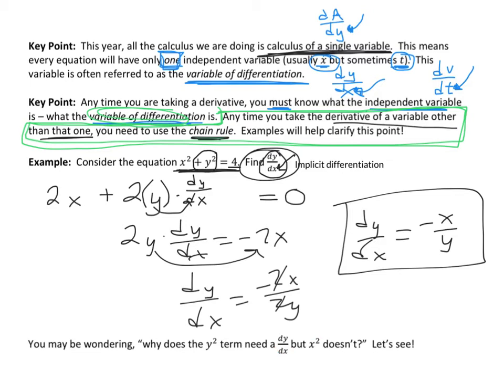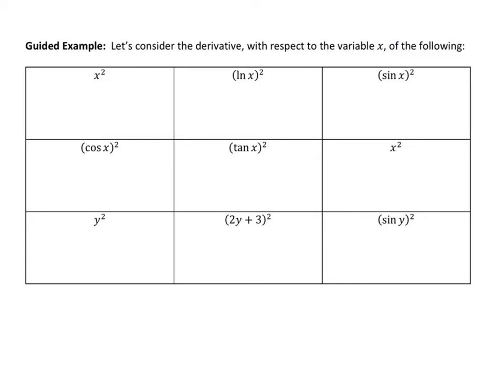Okay? And I've got a way to explain that to you. I've got a way that I've explained it before, and it tends to help it make sense to people. So let's see. All right, so I kind of want to go through this guided example. This is like a 9-part example. And I just want us to think about what the derivative is, the derivative with respect to x of each of the following things. Okay?